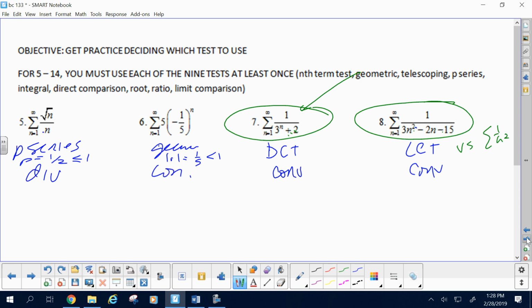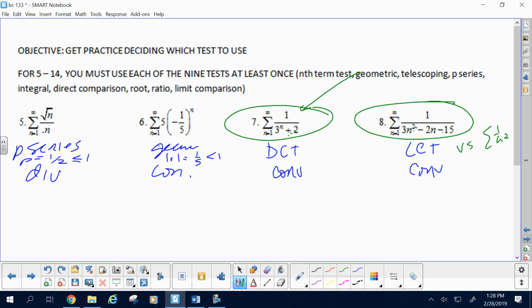So which one should you choose first, the direct comparison test or the limit comparison? You should definitely figure out which one is a good direct comparison test problem first, because LCT works all the time. It's the direct comparison that has to be just right. So first of all, I didn't even want to go here, but I think this one fails direct comparison test if I design this problem correctly. So you had to do 7 by direct comparison test, and so you use the LCT for 8.